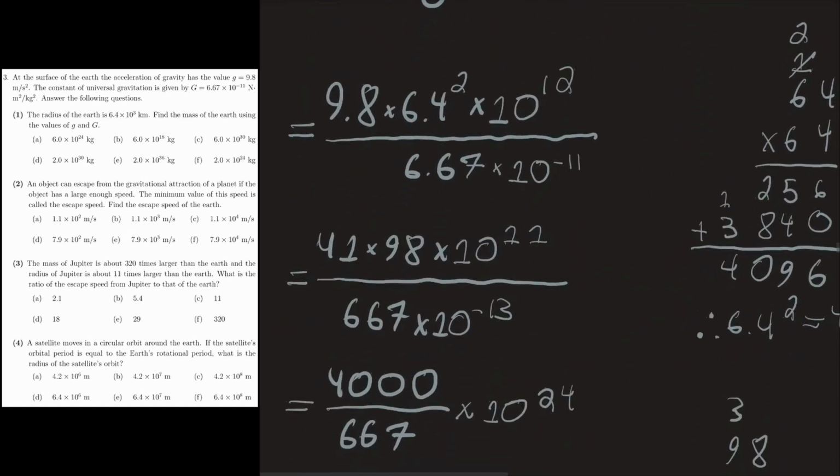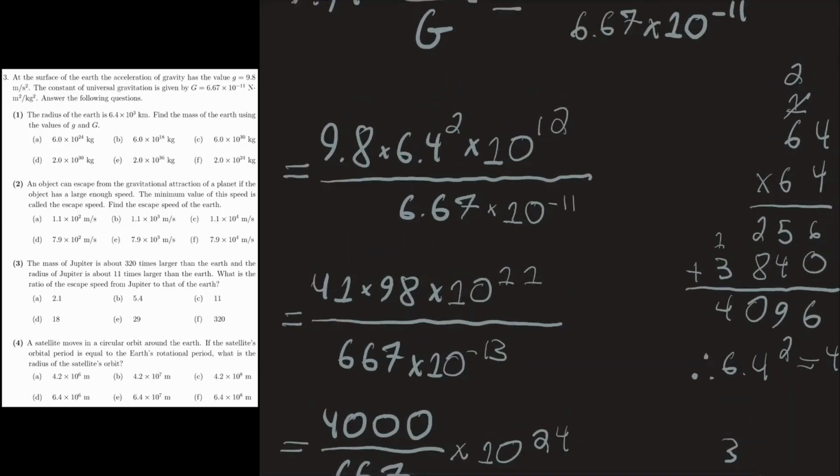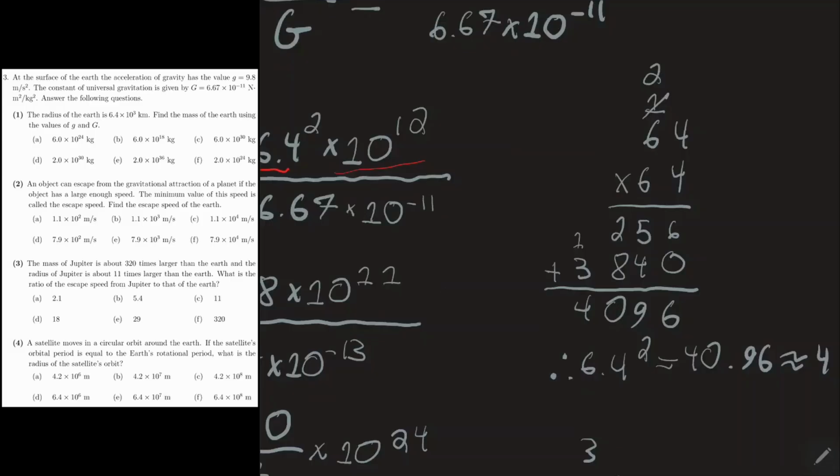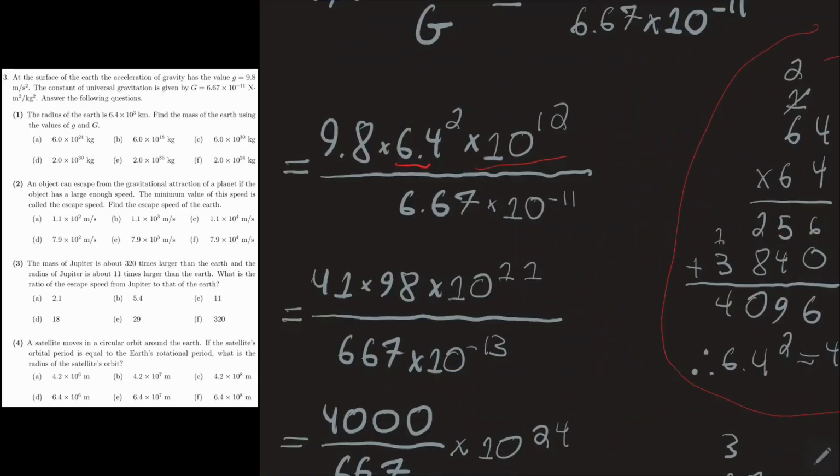But anyways, next, I distributed the squared radius to get 6.4 squared times 10 to the power of 12. And I found that 6.4 squared is equal to 41. I did that over here. Or it's roughly equal to 41, right? It's actually equal to 40.96. But again, you don't have to be that precise given how generous the multiple choice options are.